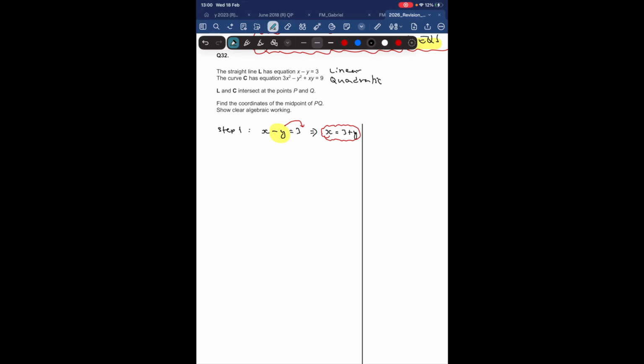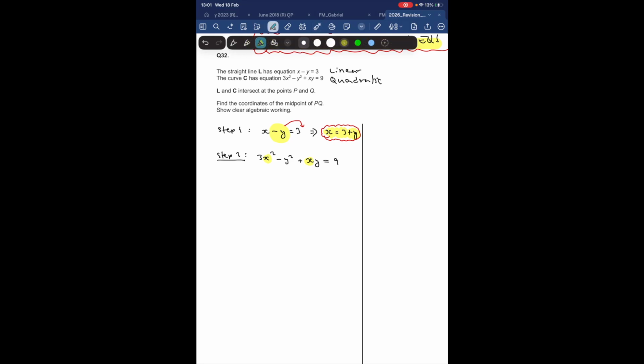Step 2, we are going to substitute into the quadratic. So the quadratic equation is 3x squared minus y squared plus xy equals 9. Don't get put off by this quadratic equation. What we're basically going to be doing, wherever we see an x in the quadratic, we're going to replace it with 3 plus y because we know that x is equal to 3 plus y. So we have to replace this x and this x with 3 plus y.